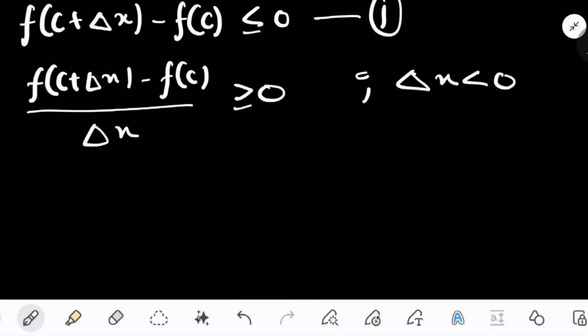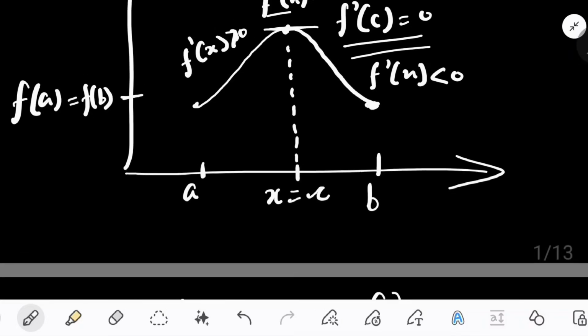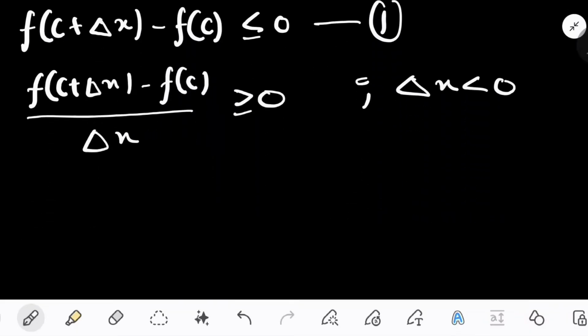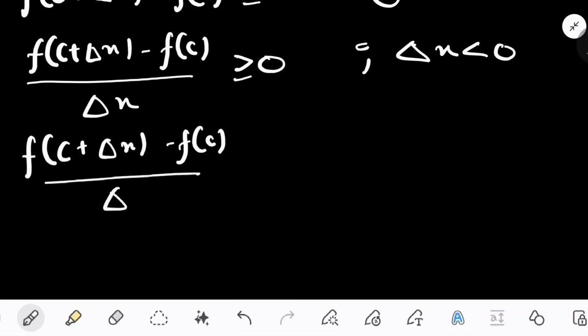I hope you are understanding it. Means you are going towards left, right? Towards f dash x is greater than 0, right? And when you are seeing f of C plus delta x minus f at C by delta x, it will be less than equal to 0 for delta x greater than 0, right?